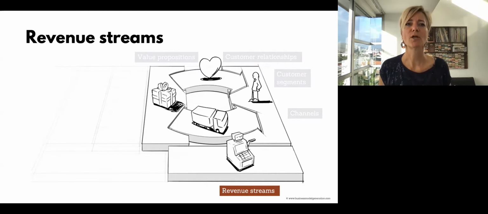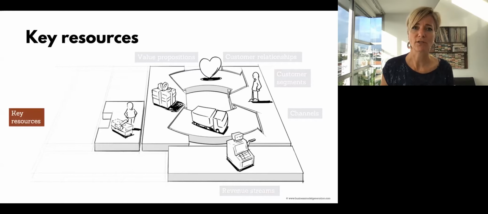The other part of the business model canvas is backstage. That's what happens behind the curtains. That's everything that you need to do in order to get your value proposition to your customer. What are the resources that you need? What do you need in terms of people, factory, knowledge?